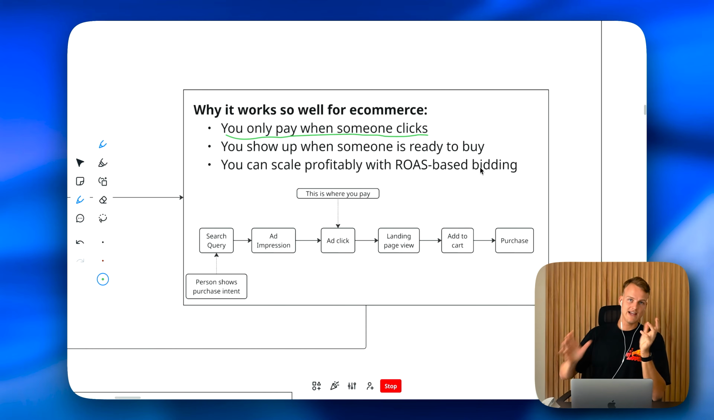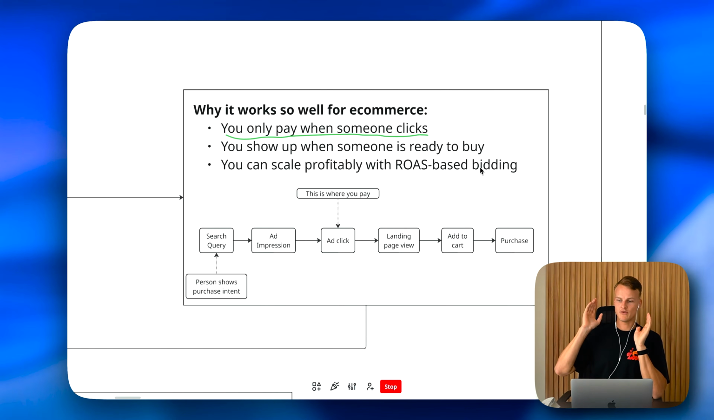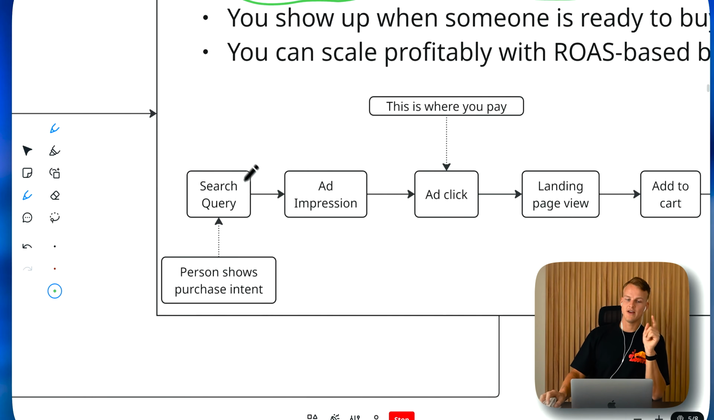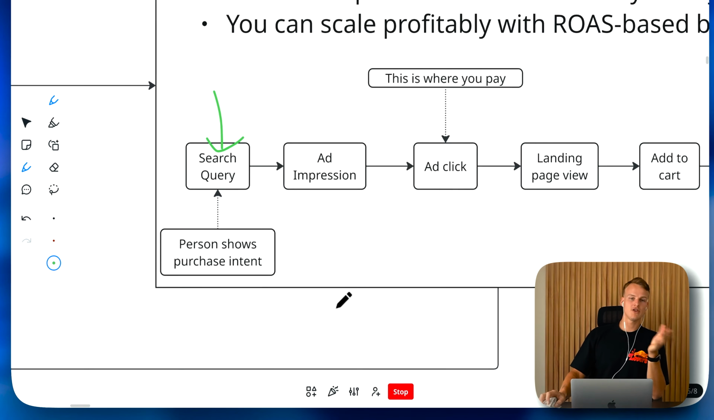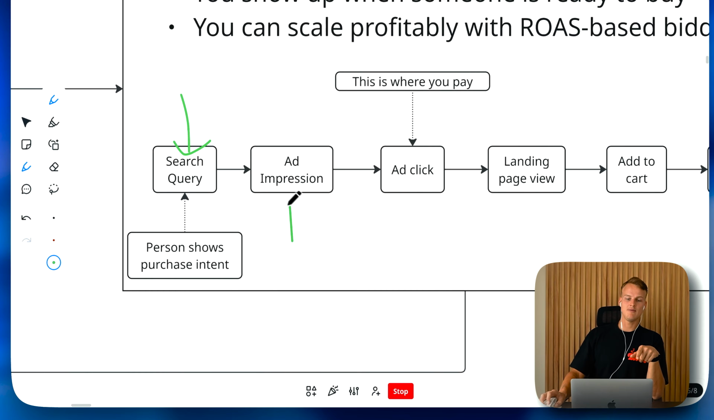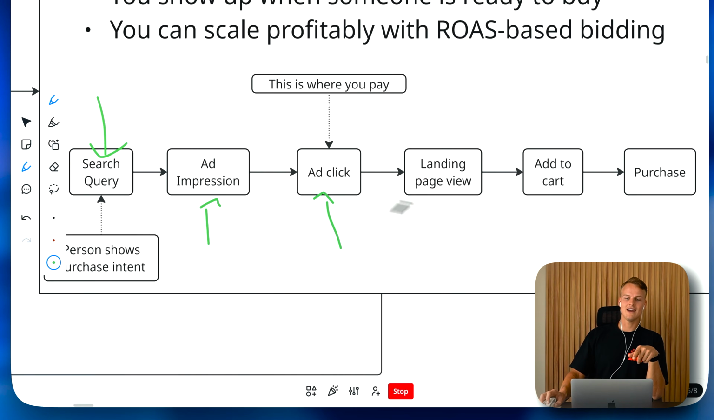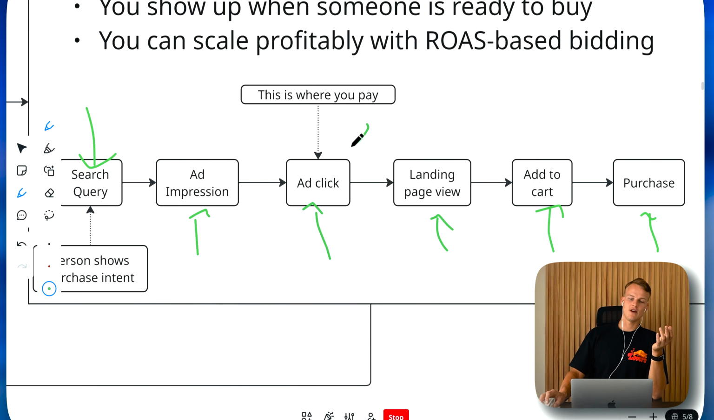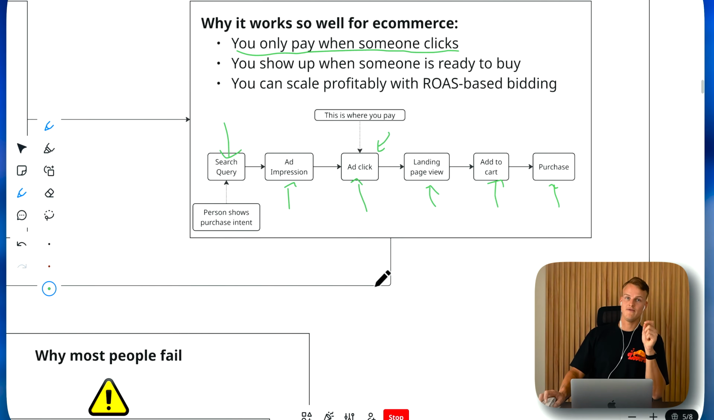As I said, you can literally tell the algorithm of Google, I want to achieve this ROAS, and if you set it up right, you will get that ROAS. So where you pay is: a person types in a search query, he shows purchase intent, we get an ad impression, then we get an ad click, then the landing page view, then an add to cart, and then a purchase, obviously. And this is where you pay, right? The ad click when it comes to the shopping ads. So very, very interesting.